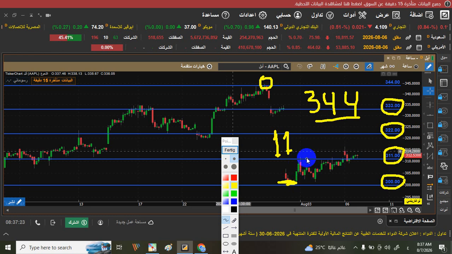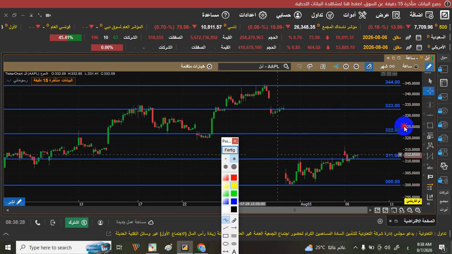Also, notice the importance of the 311 level. When it went to it once here, it dropped from it as resistance. It went to it a second time as resistance. It went to it a third time as resistance. And when it broke through it, it began to retest it and started to rise. Therefore, we expect in the near future that Apple stock will reach the 322 levels. Well, if it drops below 311, it might return to 300 once again to retest it.